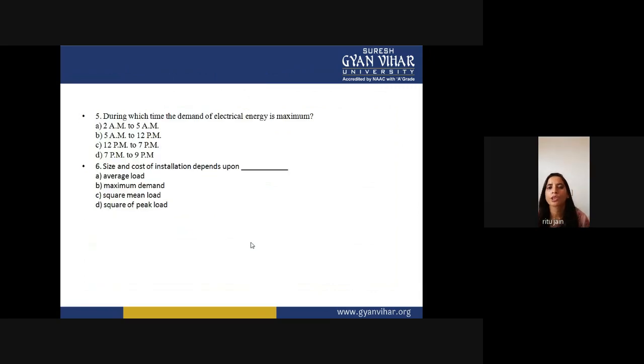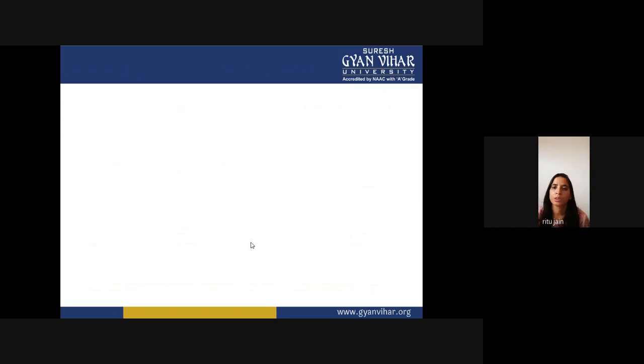Now, during which time is the demand for electrical energy maximum? From the diagram, we have already seen that in the evening hours you require a large amount of energy, between 7 p.m. and 9 p.m. The size and cost of installation depend upon the maximum demand. So how much maximum demand you require, the installation will depend upon this.